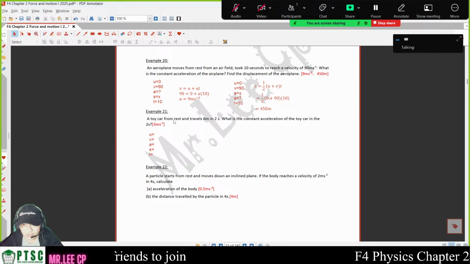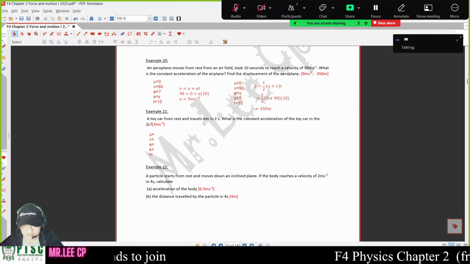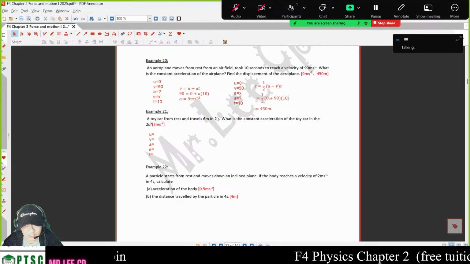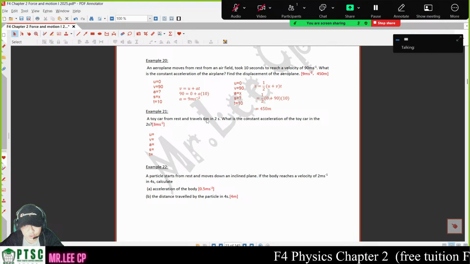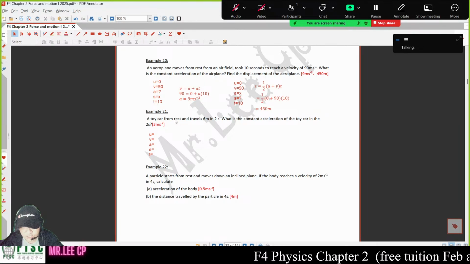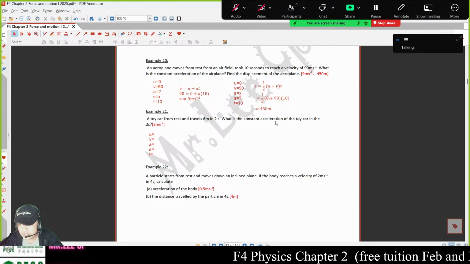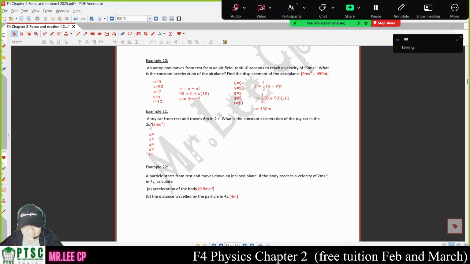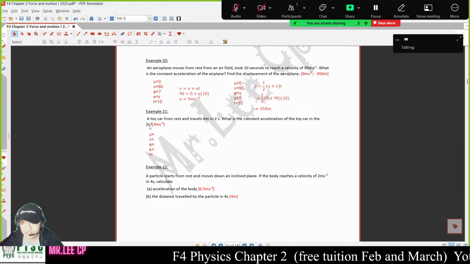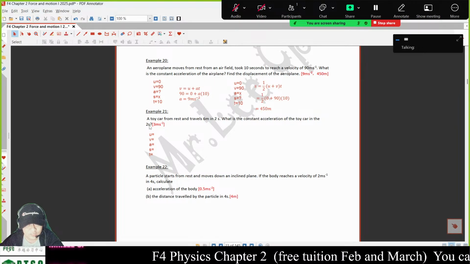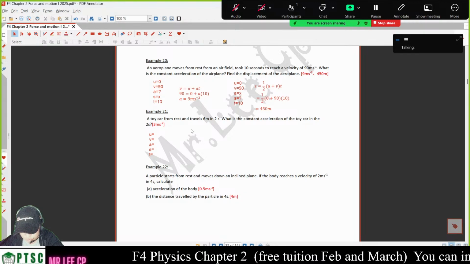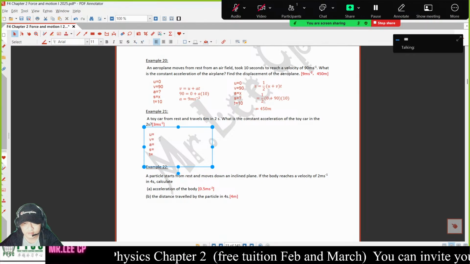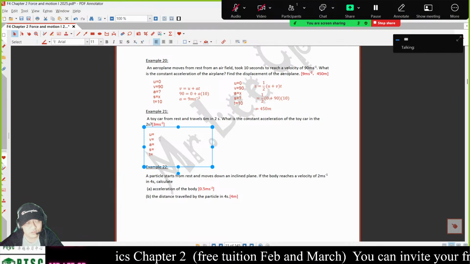So a toy car from rest travels 6 meters. You look at the unit, 6 meters in 2 seconds. What is the constant acceleration of the toy car in 2 seconds? So you list it out. So what are you missing? What don't you have? You try to put it in before I do it.